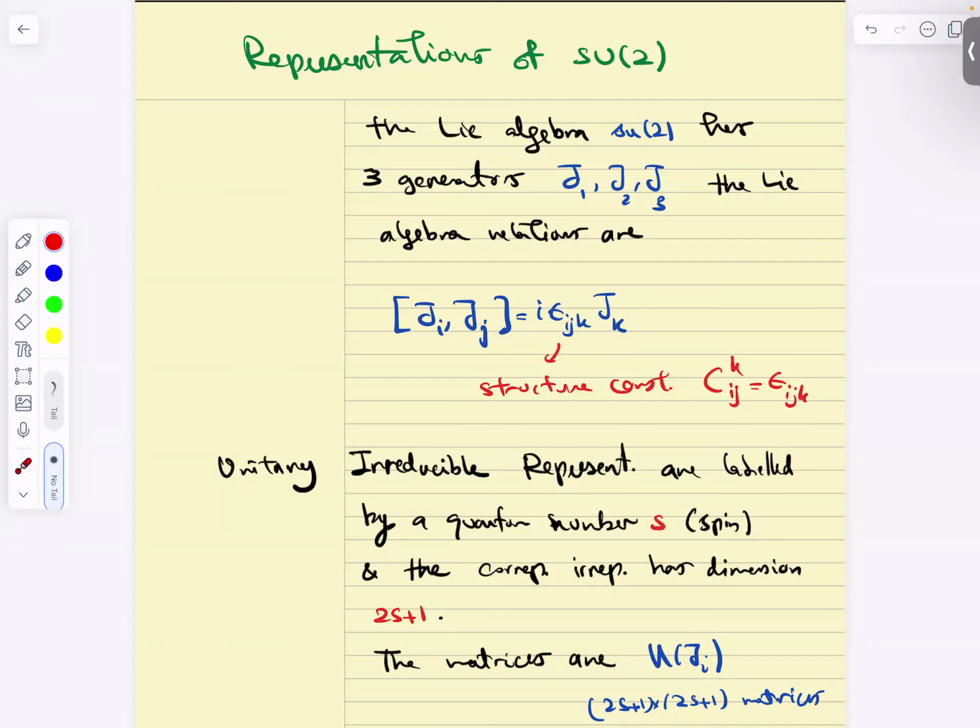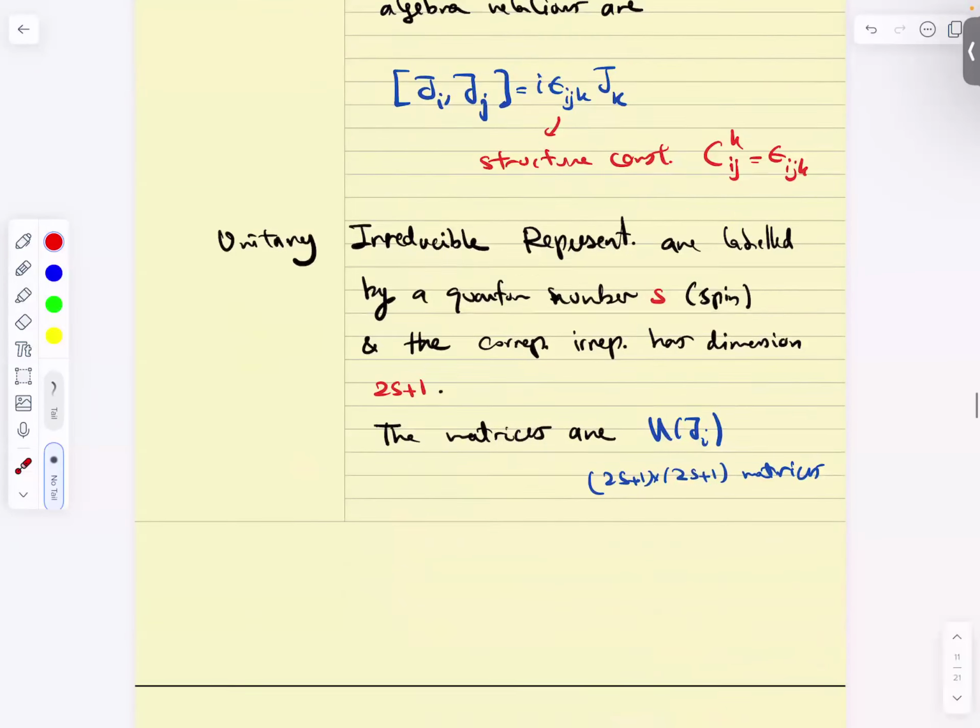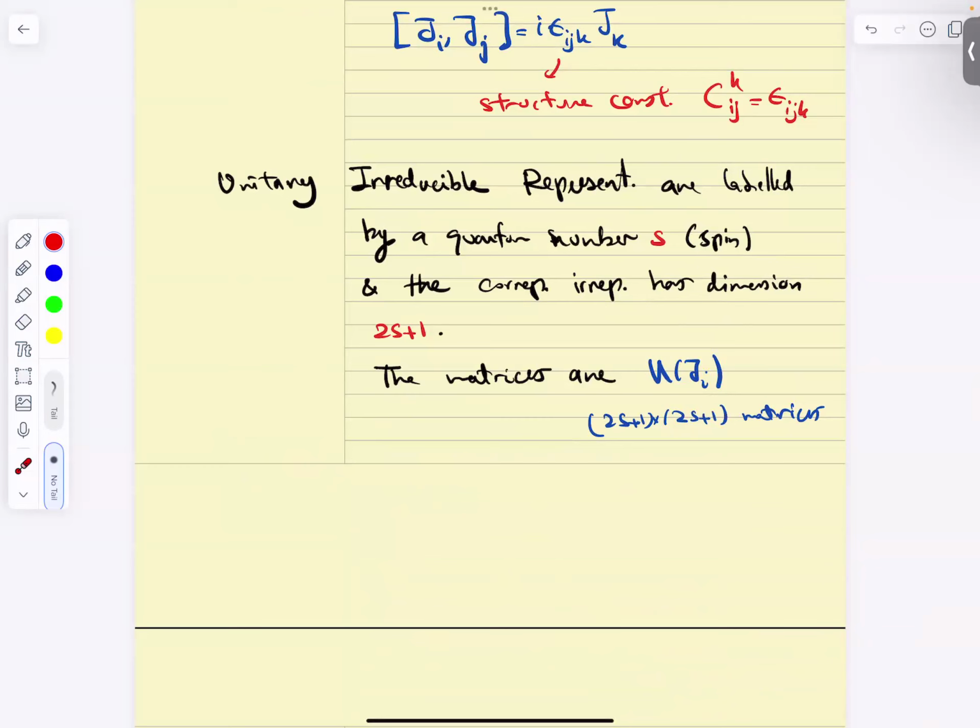All right, so I'm not going to prove this for you guys, but unitary irreducible representations of SU2 are labeled by quantum numbers S, called spin. It's a half integer, right? This is something they could just forget about physics, do mathematics and representation theory. People came up with these representations.